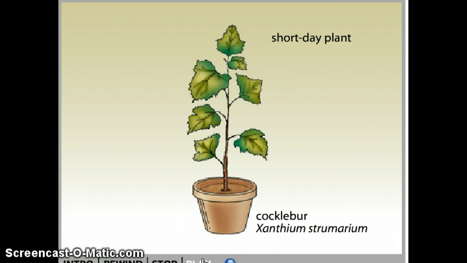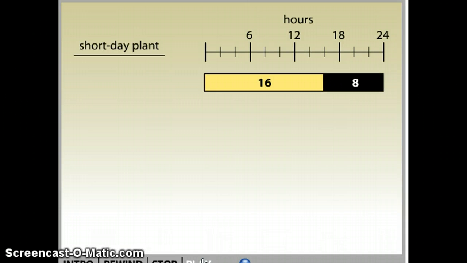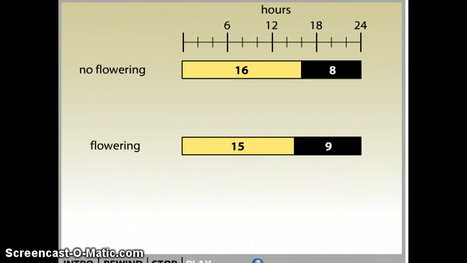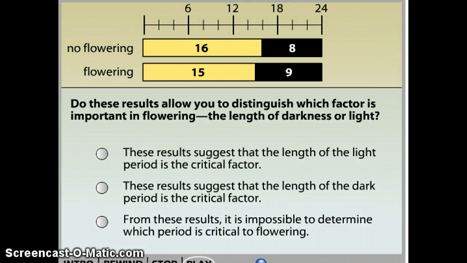The cocklebur, Xanthium strumarium, is a short day plant that begins to flower in the late summer and fall when day length no longer exceeds 15 hours. In experiments by Carl Hamner and James Bonner, cocklebur plants were grown continuously on a 16-hour light, 8-hour dark cycle. Under these conditions, the plants remained in a vegetative, non-flowering state indefinitely. Reducing the photoperiod by just 1 hour produced plants that flowered abundantly. Do these results allow you to distinguish which factor is important in flowering, the length of darkness or light? Click on the correct answer.